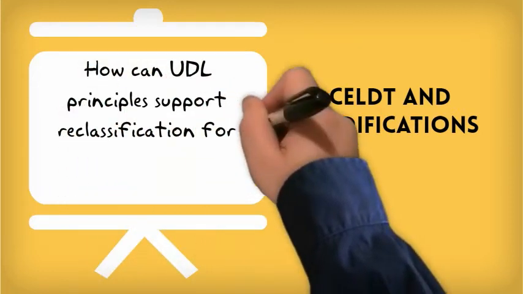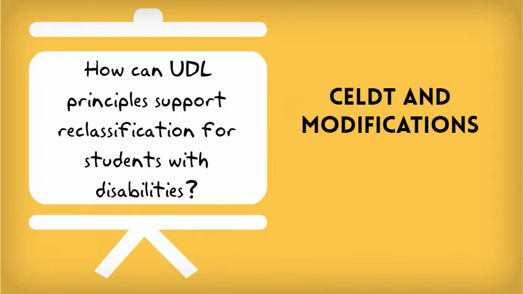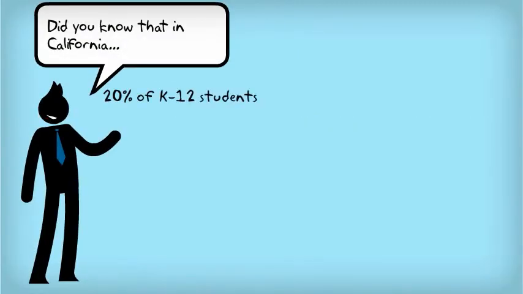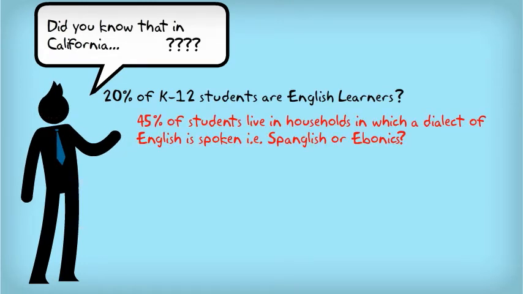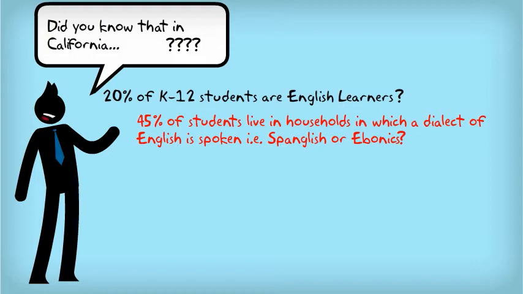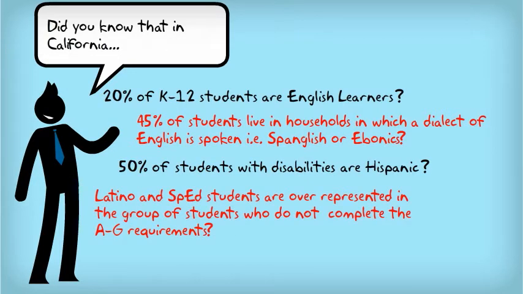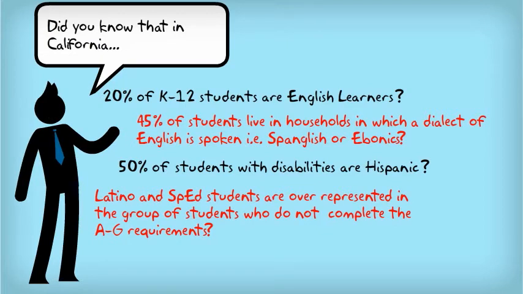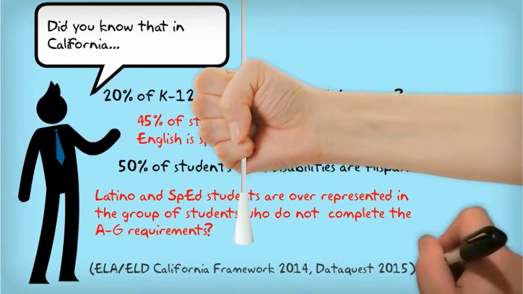How can UDL principles support reclassification for students with disabilities? Did you know that 20% of K-12 students are English learners? 45% of students live in households in which a dialect of English is spoken. 50% of students with disabilities are Hispanic, and Latino and special ed students are overrepresented in a group of students who do not complete the A through G requirements.